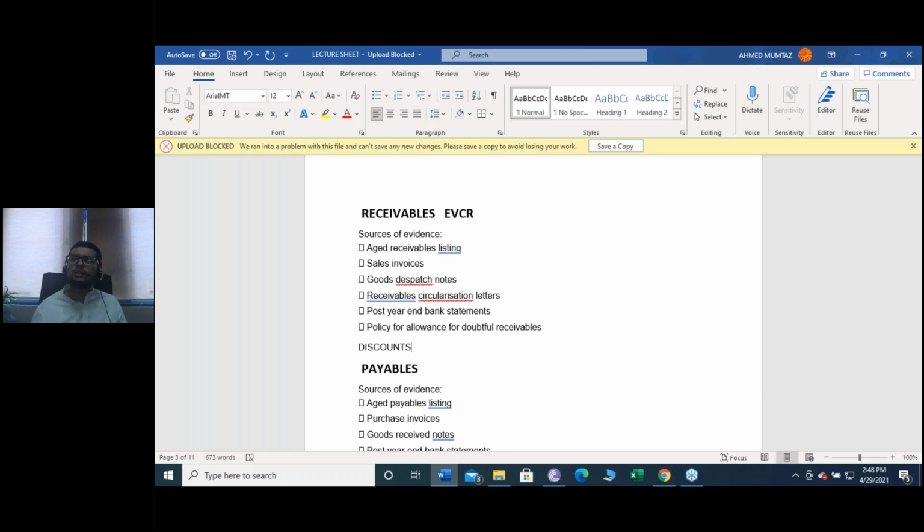Okay, EVCR. Now I need to verify completeness. Generally speaking, when it comes to assets, and receivable is an asset, completeness is not an issue, because all over the world management is going to recognize extra things. They're not going to omit anything when it comes to assets, because they want to make sure that their financial statements are as healthy as they could be. So completeness is not an issue here, but still let's talk about completeness.